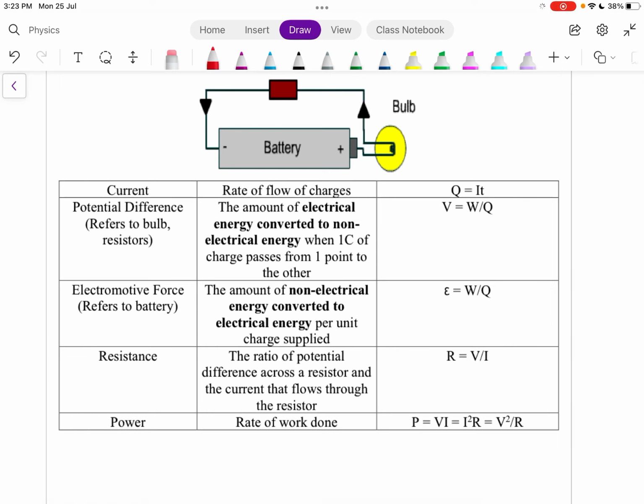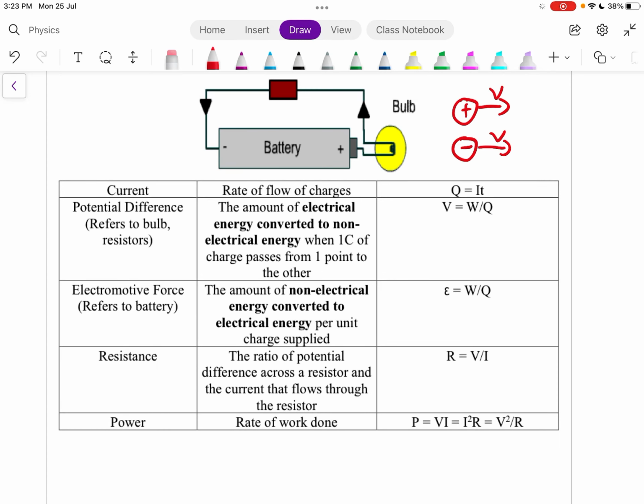So what is current? Current is just the rate of flow of charges. For example, let's say you have a proton or an electron, anything that has charges. An electric charge can be positive or negative. So for a positive charge that moves, or an electron that moves, it's known as the flow of charges.